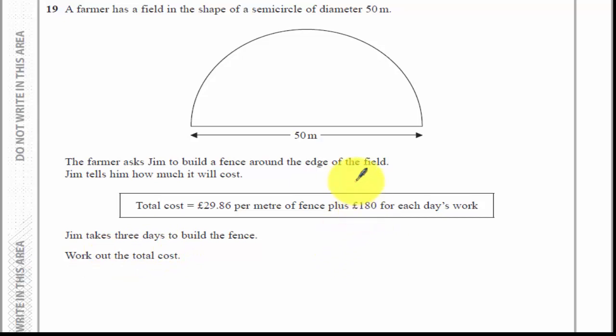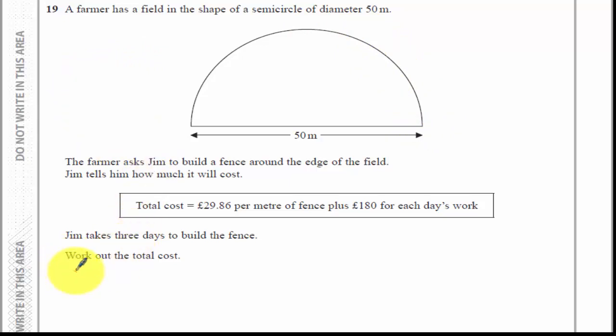This question has 5 marks, so it's really important you show as much of your workings as you can to give the examiner every opportunity to give you credit if you don't get the right answer. So we want to work out the length of this half semicircle here.